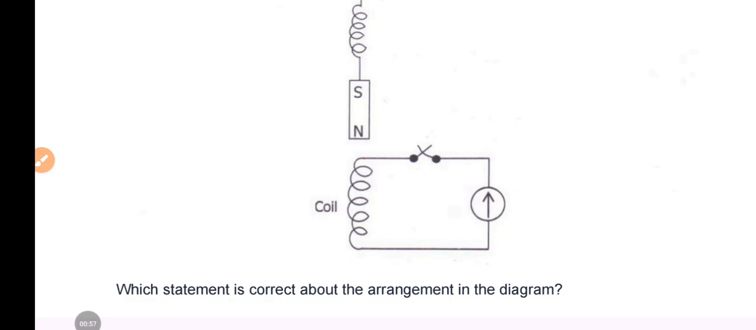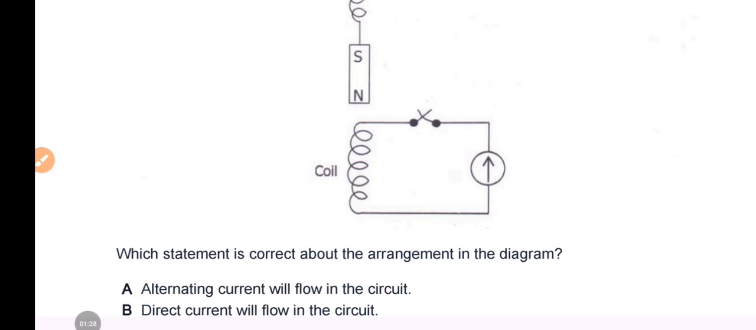Following the principle of electromagnetic induction, if there is a change in magnetic field through a coil, then an EMF is produced, and that EMF in turn causes an induced current to be produced. To be specific, the type of current that is produced is alternating current. Alternating current implies that the direction of the flow of current changes periodically. So in this case, alternating current will flow in the circuit.